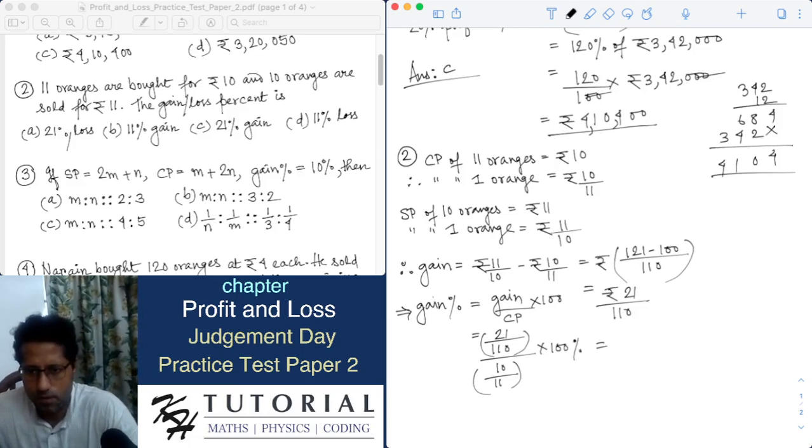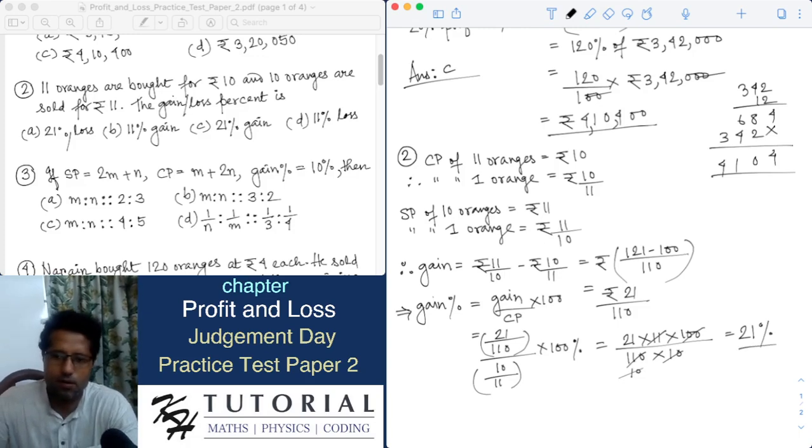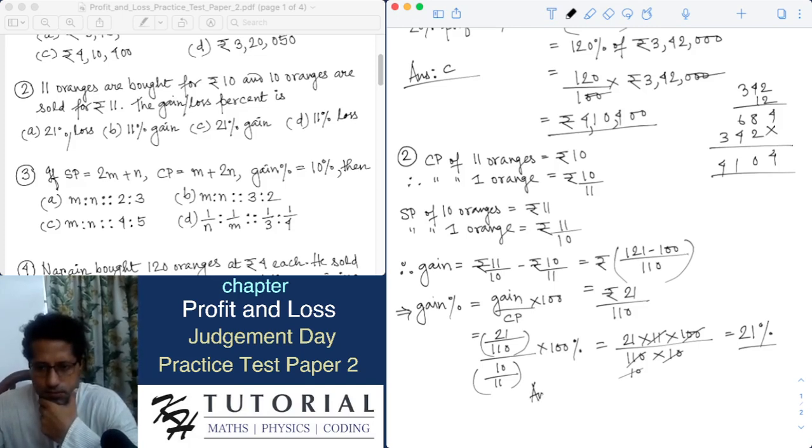So this becomes 21 into 11 into 100 divided by 110 into 10. Okay, so 11 divides with 110, 10 cancels out. So this is 21%. So there must be a gain of 21%. So the answer is choice C, gain of 21%.